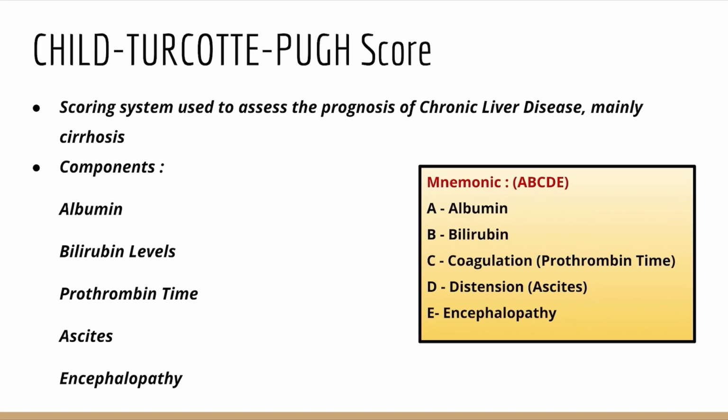How you can remember is with the help of the mnemonic A, B, C, D, E, where A stands for albumin, B for bilirubin, C for coagulation, that is prothrombin time, D for distension, which relates to ascites, and E for encephalopathy. So I hope the CTP score now becomes easier with the help of this mnemonic. So we know it is A, B, C, D, E.